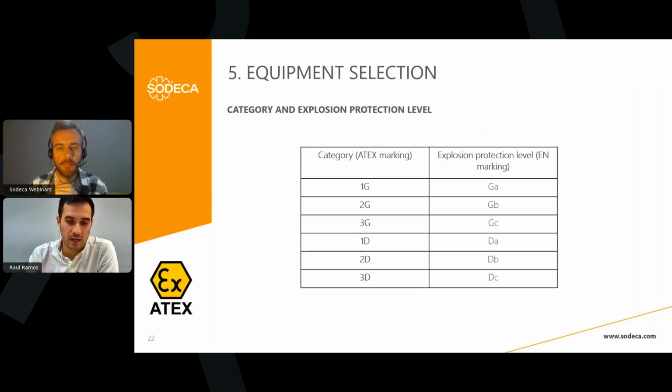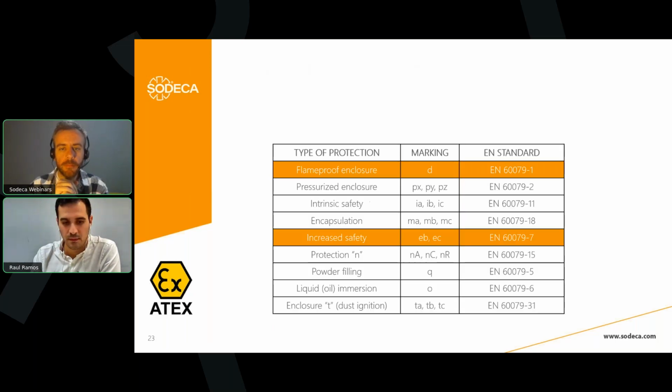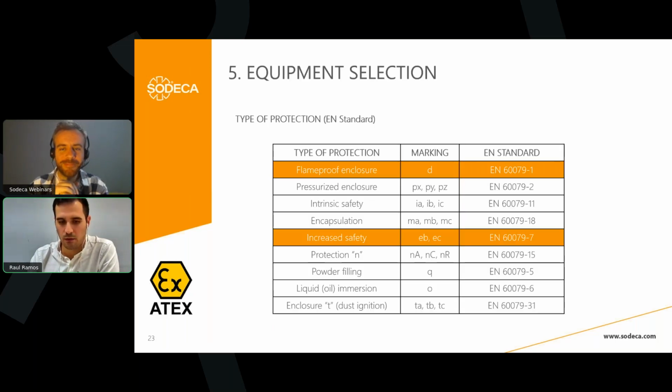Then moving forward to the category and explosion protection level, or the EN marking in this case, we have this analogy with the ATEX marking we saw 3 slides before. So we have here the letter G and D, and then a secondary letter, in this case A, B, or C. The letter is for very high, high, or normal protection. And here we have the most tricky part of the equipment selection, which is the type of protection the equipment has. You can see different types of protection: flame-proof enclosure, pressurized enclosure, intrinsic safety, encapsulation, increased safety, etc.